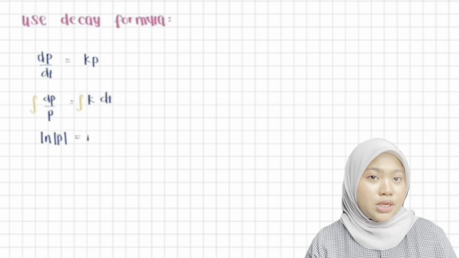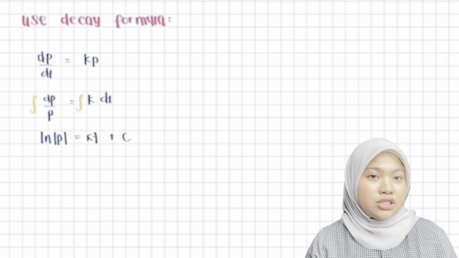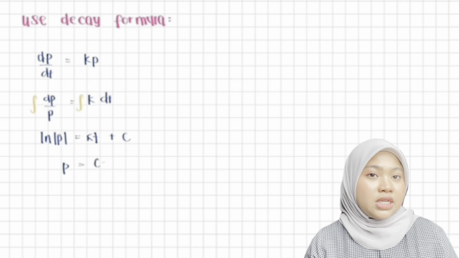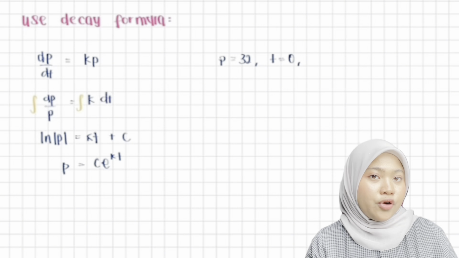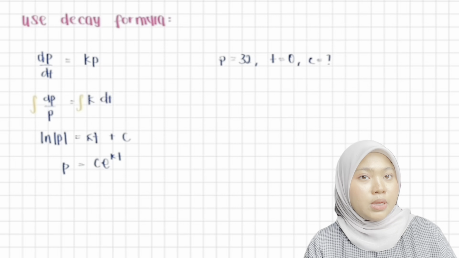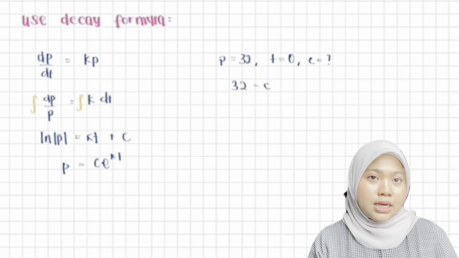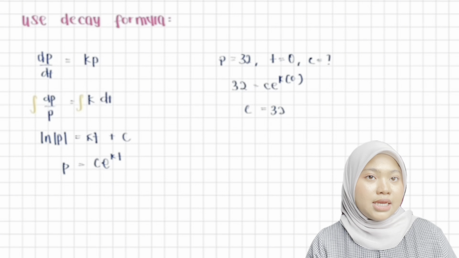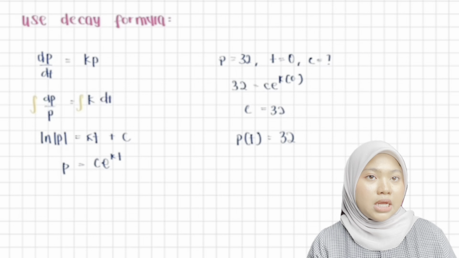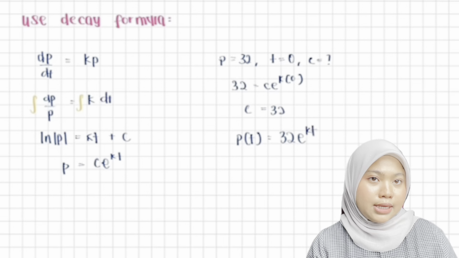From the integration, we obtain a general exponential formula, P = C times e^(kt). The initial amount is 32, so for the decay, we use 32 grams as the initial amount of the yeast. Substituting C = 32 into the equation, the decay model becomes P(t) = 32 times e^(kt).